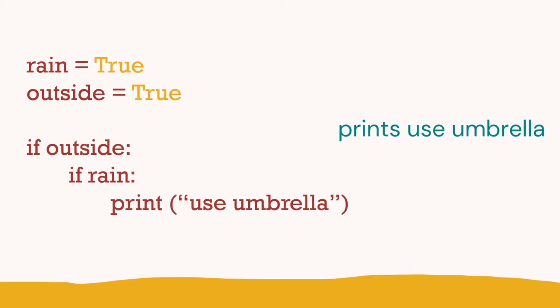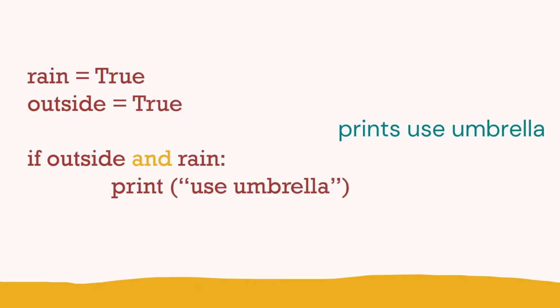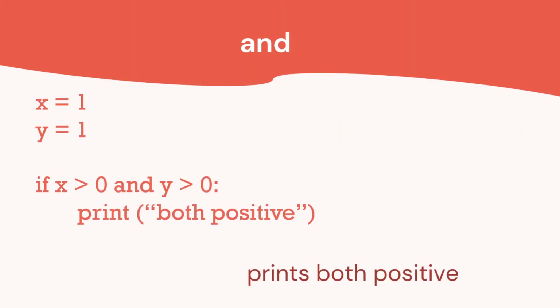Here we've got code we used before for saying use an umbrella if it's raining and if outside is true. Now we could use AND. So here we've got if outside and rain, use umbrella. So this is like two if statements put together, just using the operator AND.